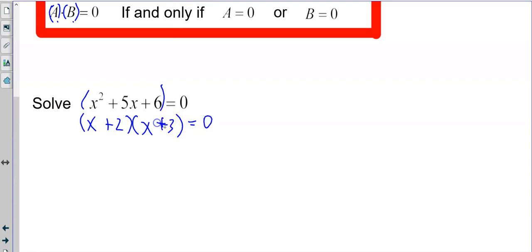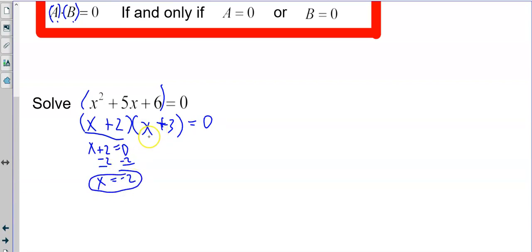For this one, because I know that either this parentheses equals 0, you can actually set it equal to 0. x plus 2 equals 0. Solve it. You get x equals negative 2. That's one of our solutions there.